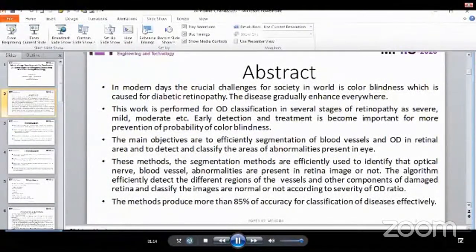Early detection and providing treatment is very important and crucial for reducing the probability of color blindness. The main objective is to efficiently segment the blood vessels and optical disc area to detect and classify the abnormalities present in the eye area. Basically, the detection is the identification of whether optical nerve and blood vessel abnormalities are present in retinal images or not. That is the main objective.